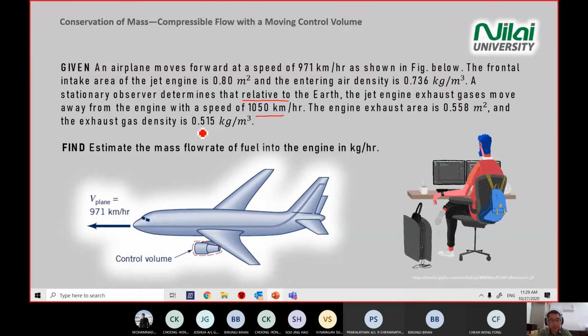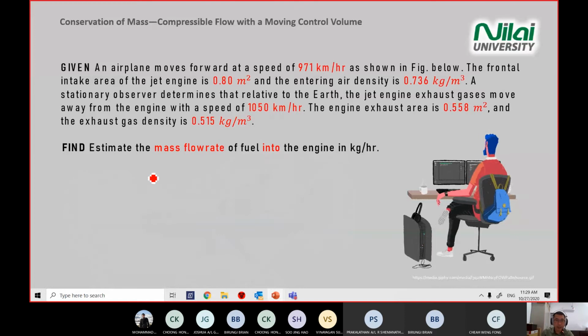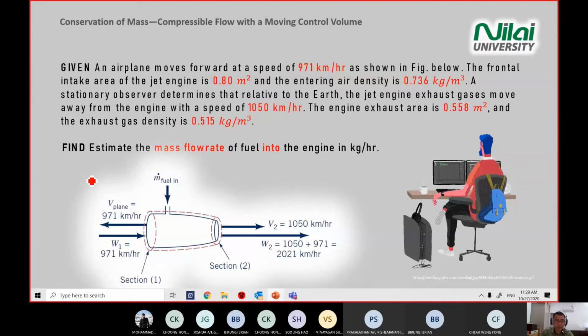Now this application in question 11 asks you to find the mass flow rate of the fuel into the engine in a unit of kilogram per hour. Okay. So how do we solve this one? All these important parameters I mentioned just now, you need to keep an eye on them. And then I want you to draft out the diagram somewhere in your notes there.